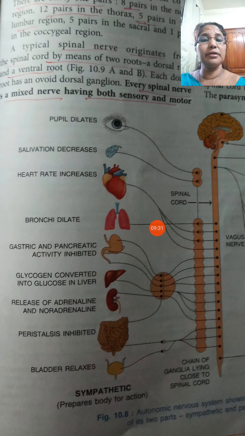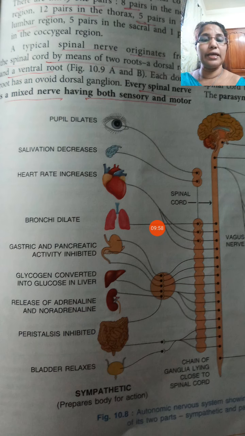Then the heart rate increases. At the time of an emergency or any accident, our heartbeat will rise because we need more energy, more oxygen, and more glucose for our body parts like the muscles of the body. The heart rate will increase at the time of emergency.